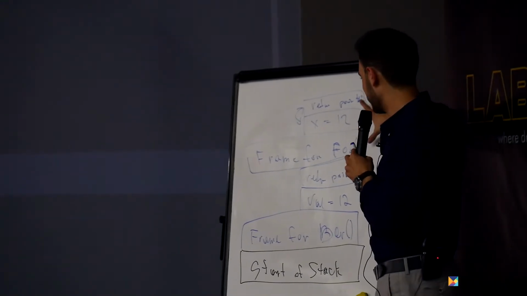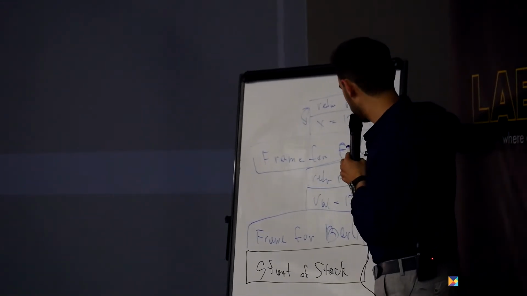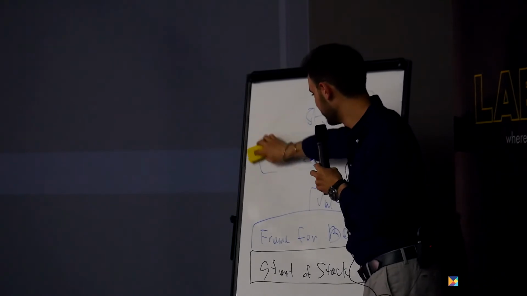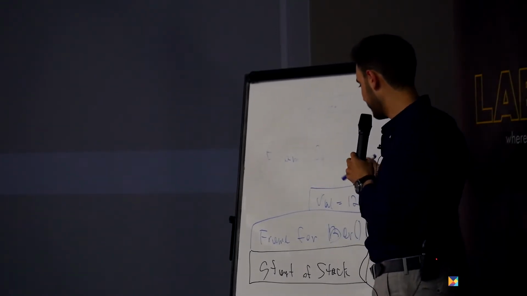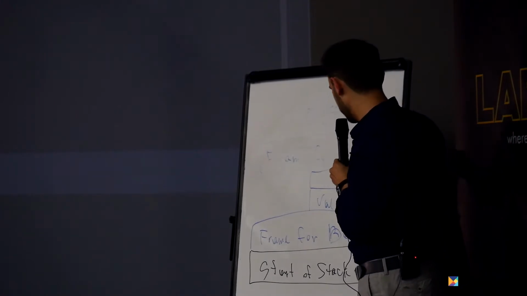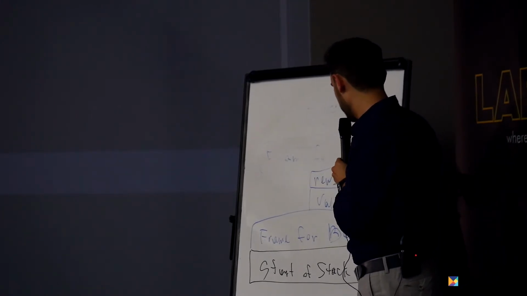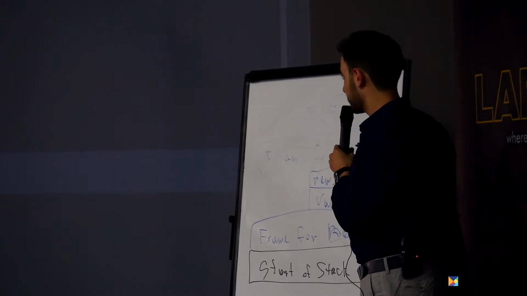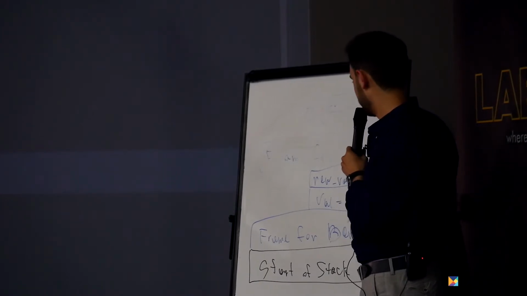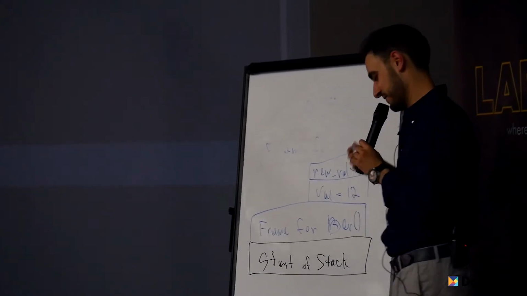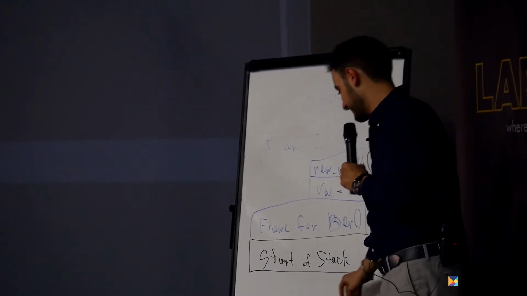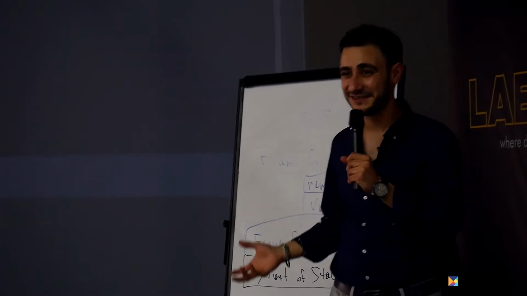So what will happen after the execution? This part will simply get deleted, and we will have the new value here, which is equal to 12 squared. It's 144. I'm drawing this to give you an idea that there is a limitation here.